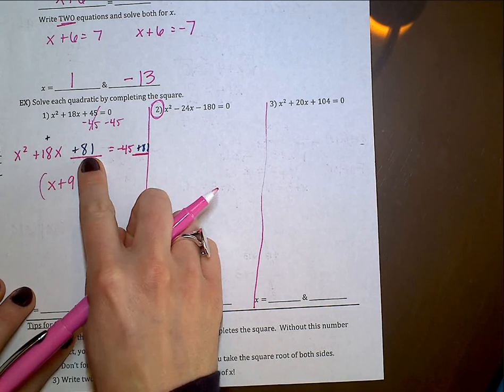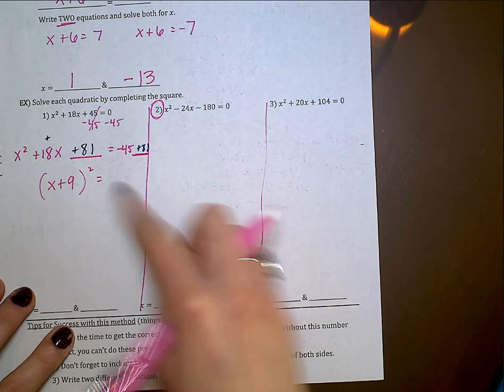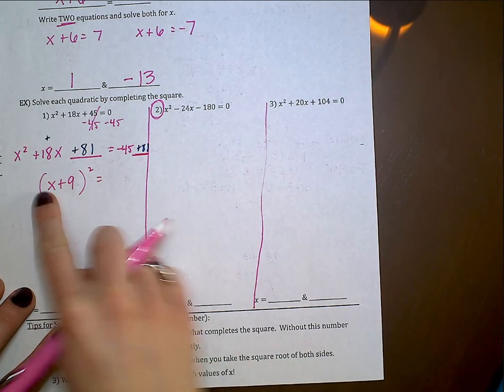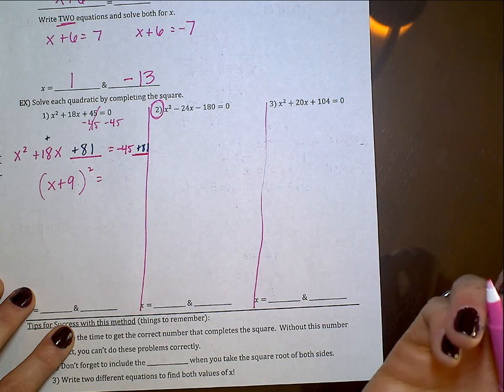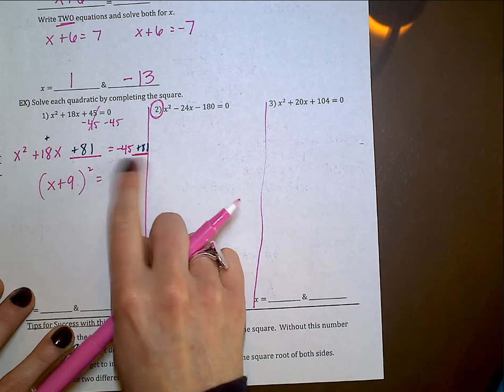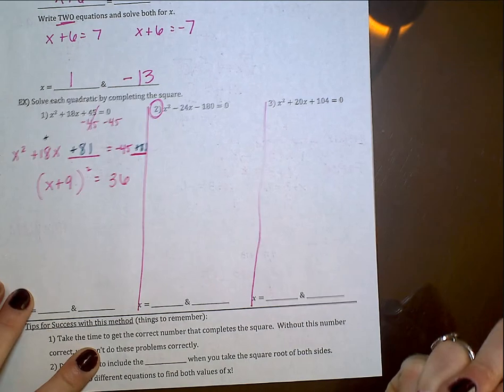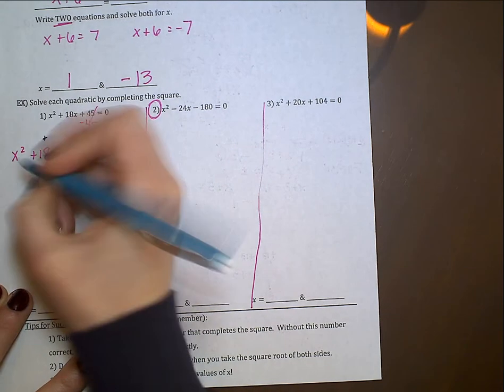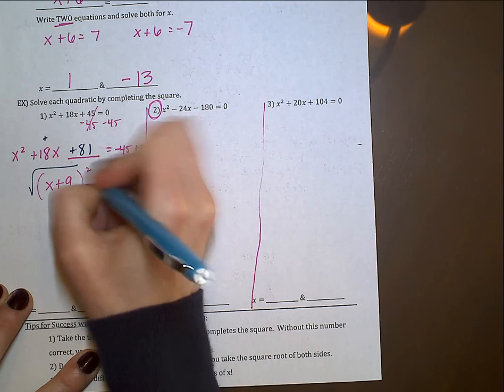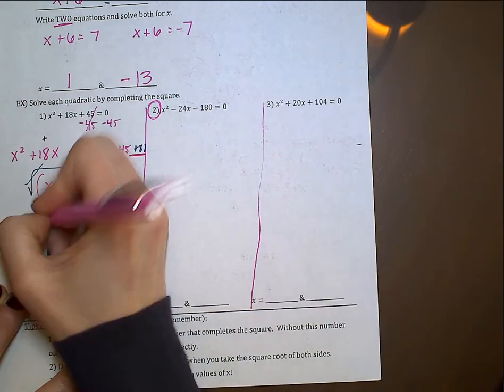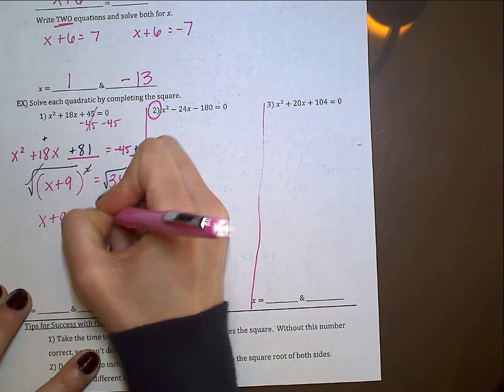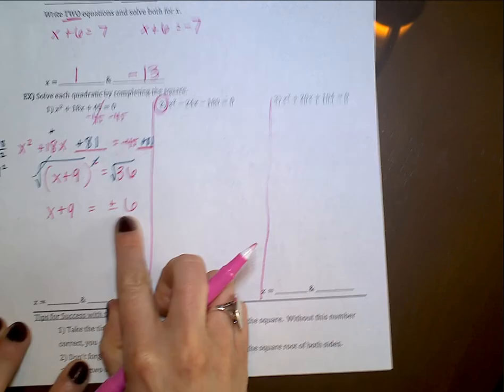This quadratic is the same thing as x plus 9 times x plus 9 when it's factored down. So I'm going to put it as x plus 9 squared. I got to do negative 45 plus 81 over here, which would be 36. Now it's so much easier. I can just square root both sides. And I would have x plus 9 equals plus or minus, don't forget, 6.